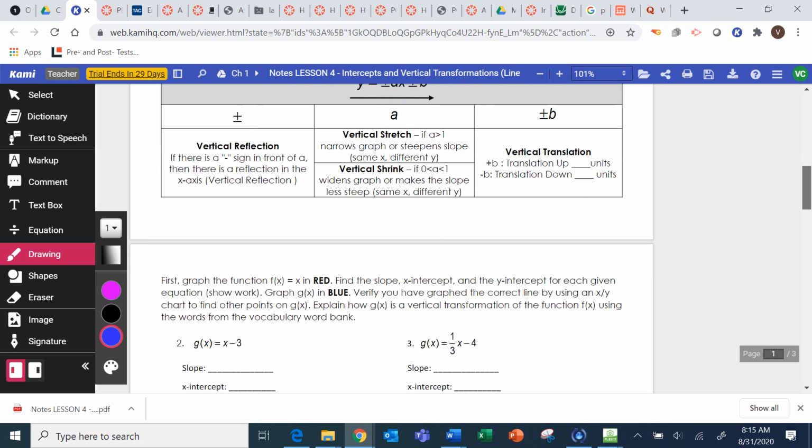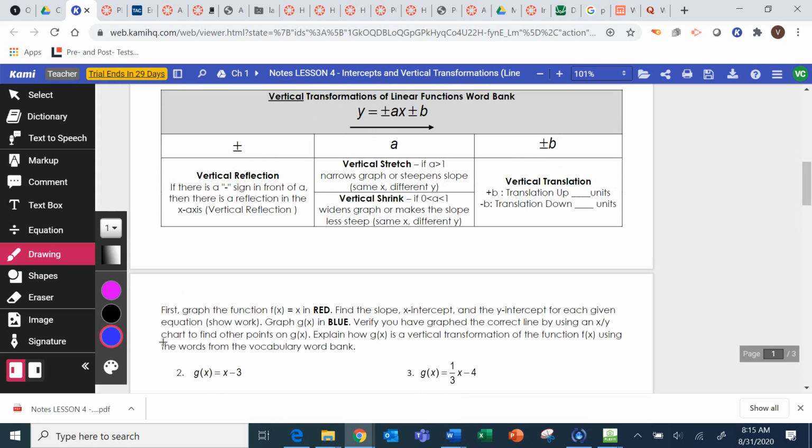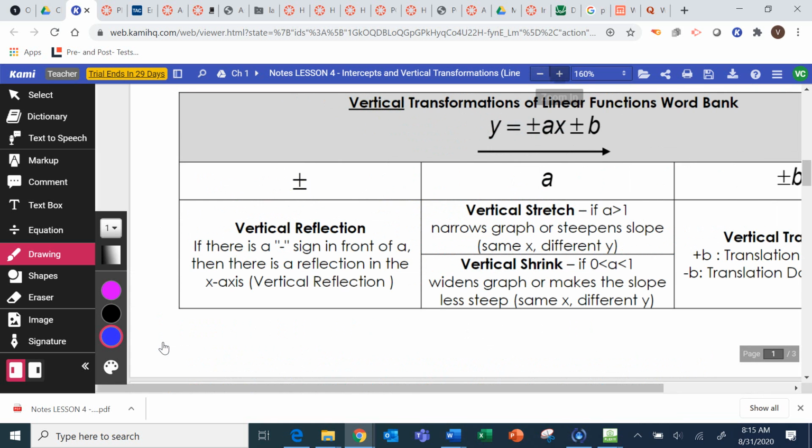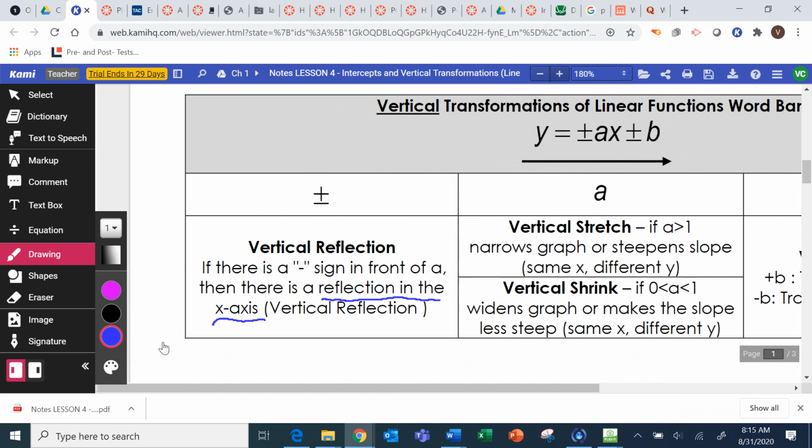So anytime we have a vertical reflection, this is called a reflection in the x-axis. A reflection in the x-axis.